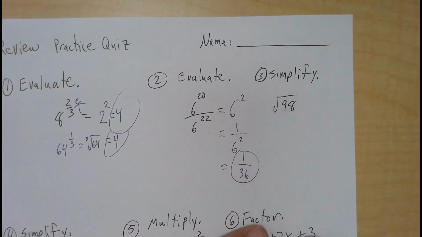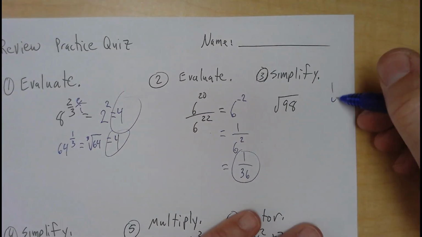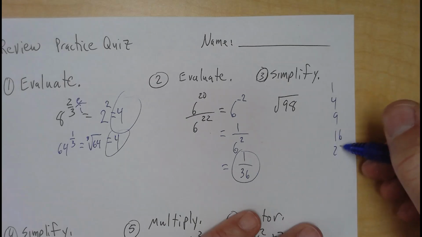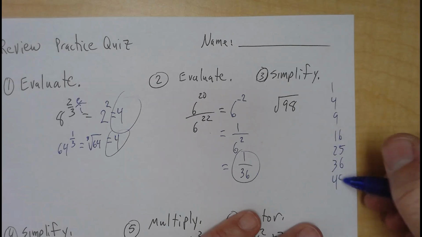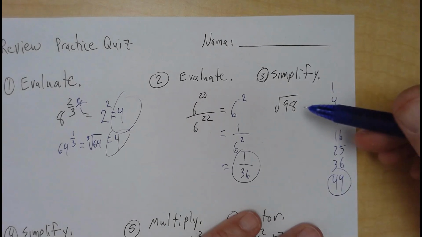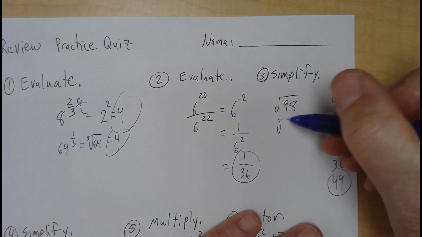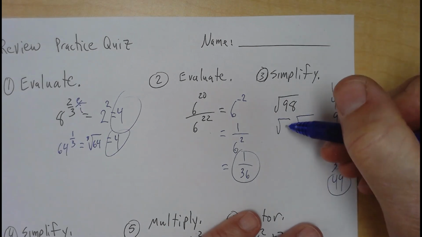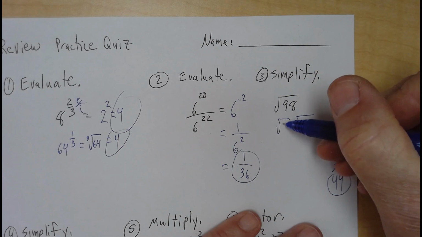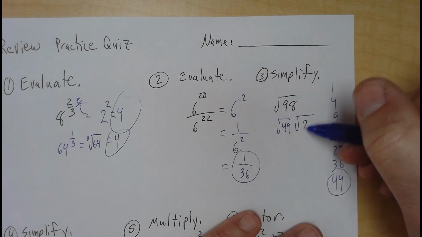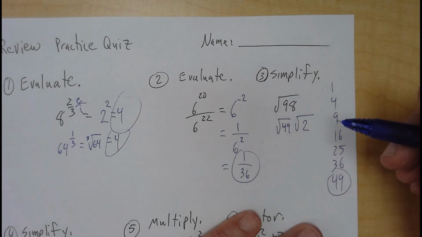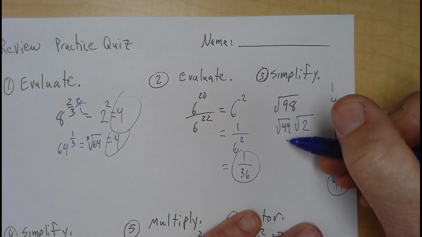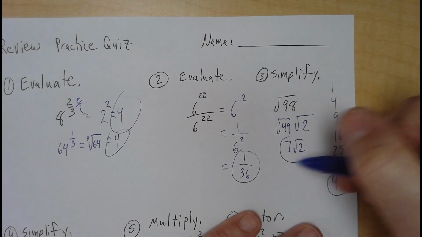Here we think about our perfect squares, 1, 4, 9, 16, 25, 36, 49. Aha, 49. 49 does go into 98, so we go square root, square root. This is called simplest radical form. 49 times 2 makes 98. Take the square root of 49, you get 7 radical 2.